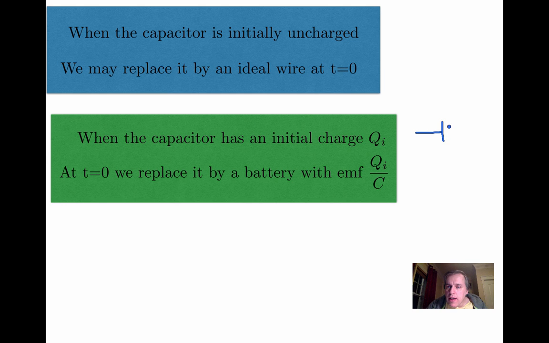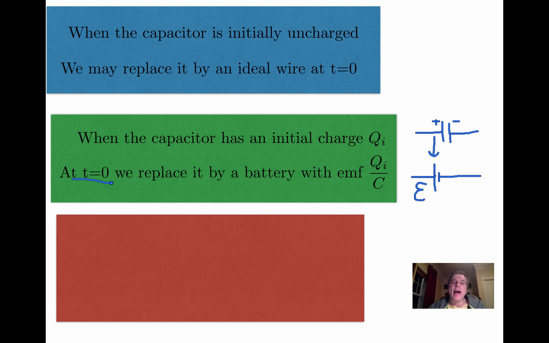So you have your capacitor here, and let's say that it is charged with a positive charge here, negative charge here, and with the value equal to Q initial. At t equals 0, you can replace that by a battery. Okay, so this is now a symbol for a battery here with an EMF equal to QI over C. So you can replace this by this only at t equals 0. Okay, that's for the capacitor that has an initial charge Qi.